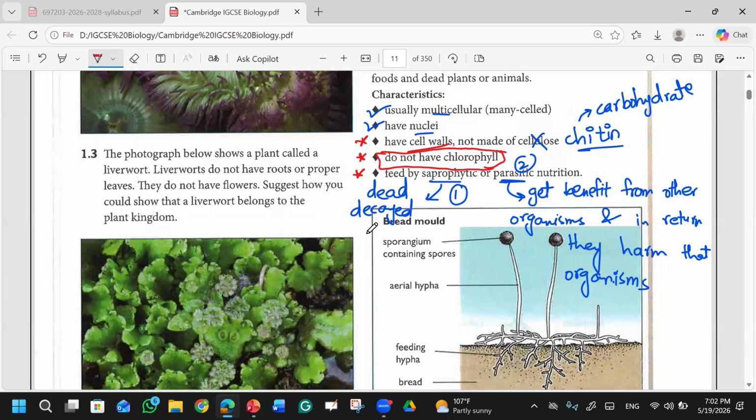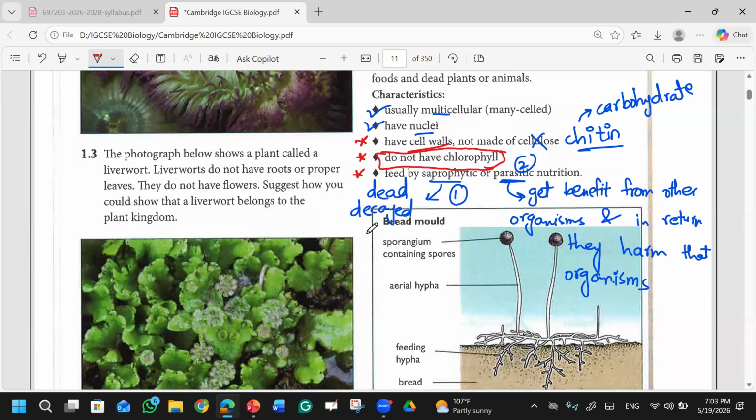And the second thing is parasitic nutrition. What is parasitic nutrition? They are getting food from another organism, and in return they are harming that organism. Like the mosquito, I just gave you the example of the mosquito. The mosquito is not in the kingdom fungi; it is in the kingdom Animalia.